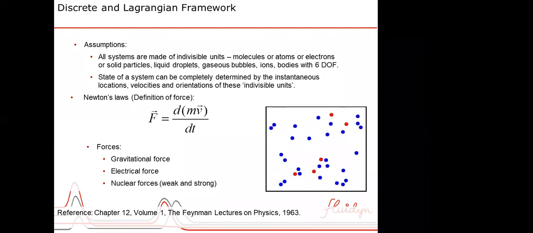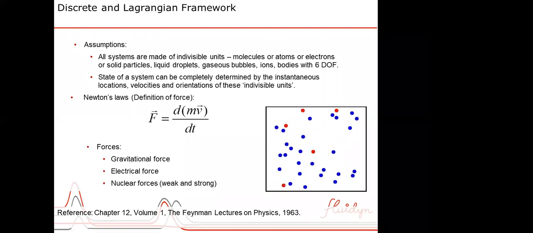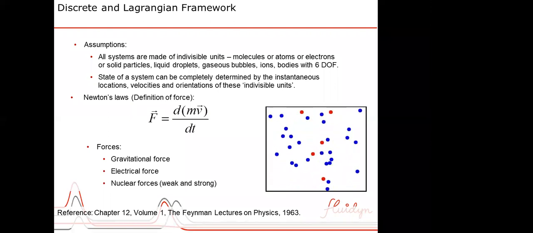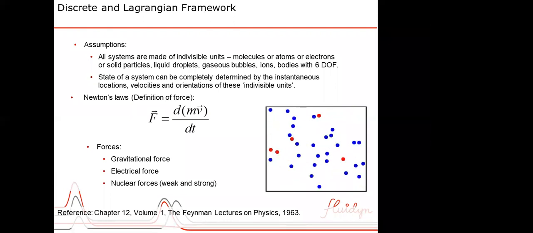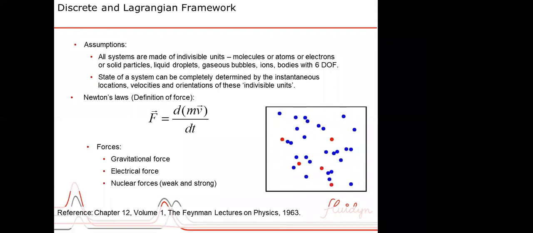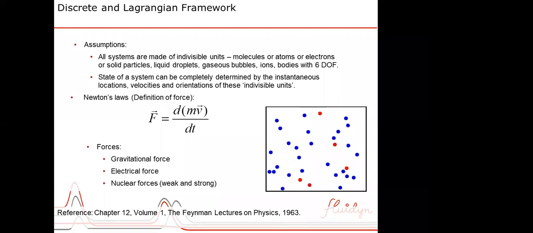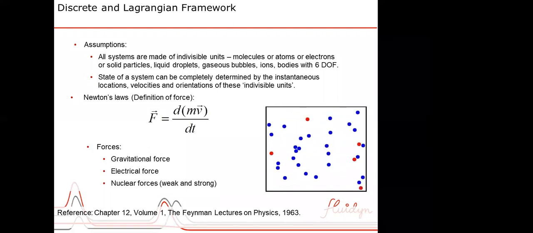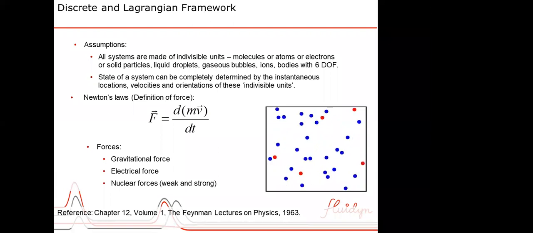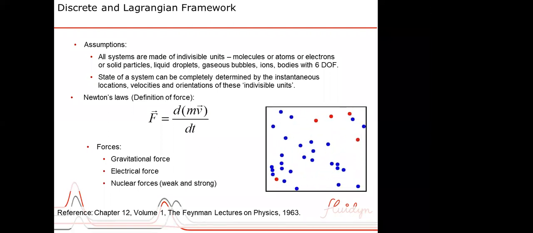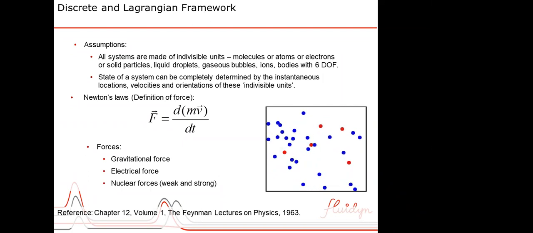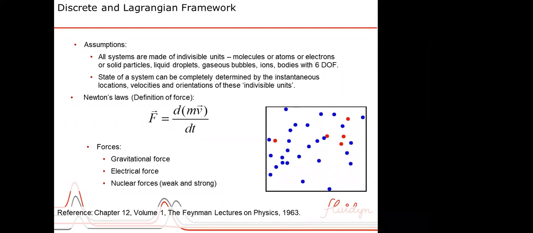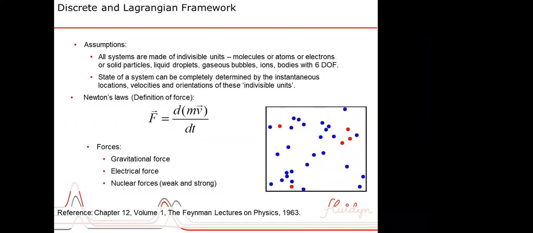As you know, the basic equation for determining the position, the velocity, and the acceleration of a particle is Newton's second law: F equals d by dt of mv. And there are forces acting. There are types of force: gravitational force, electrical forces, nuclear forces, and so on. You can find the details, and you already know these details.